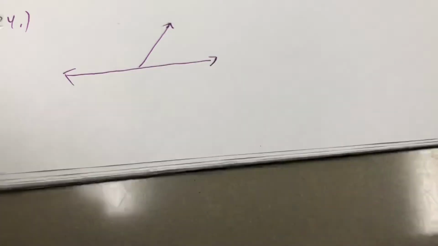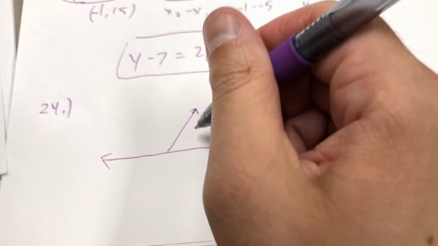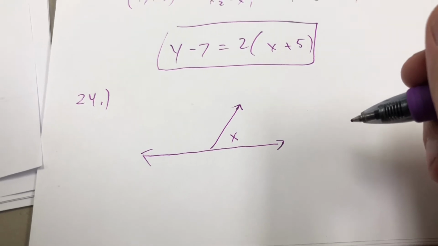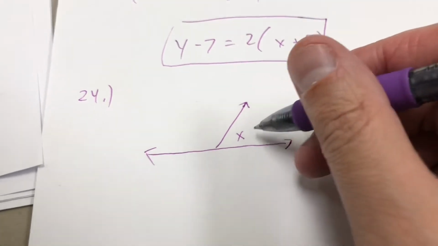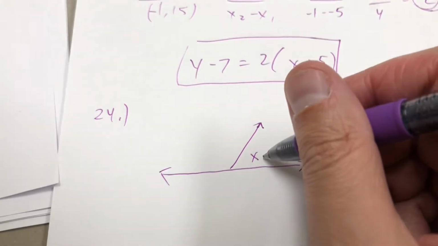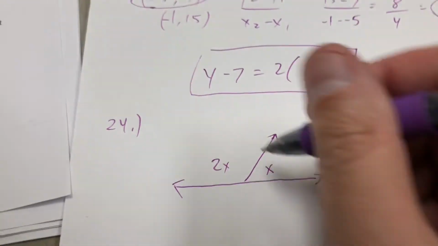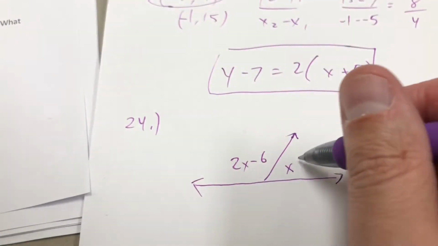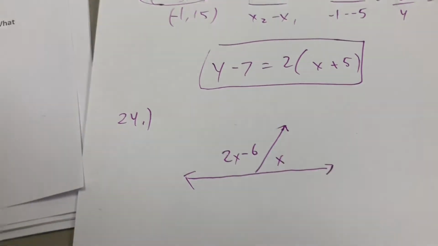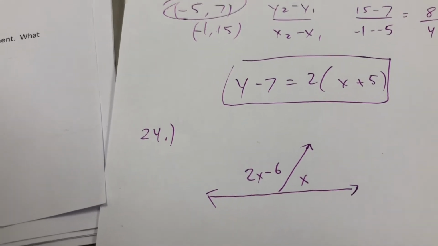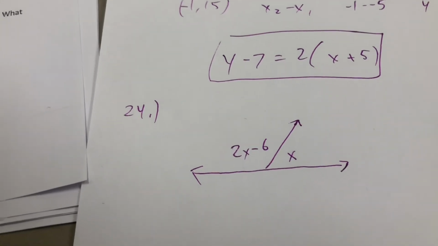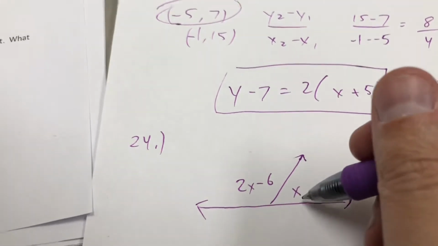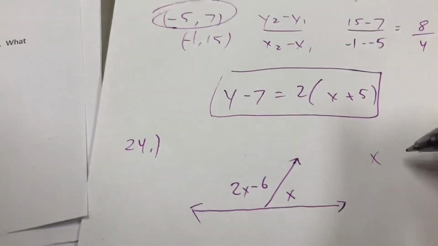So I'm going to call one totally unknown angle x. The other angle is 6 less than twice its supplement. In other words, it's 6 less than twice this angle right here. Twice this angle would be 2x. 6 less than that would be 2x minus 6. So now I've labeled the second angle based on what I was told about it in relationship to the first. Are these equal or do they add up to something? Well, they're supplementary, so their sum is 180 degrees.